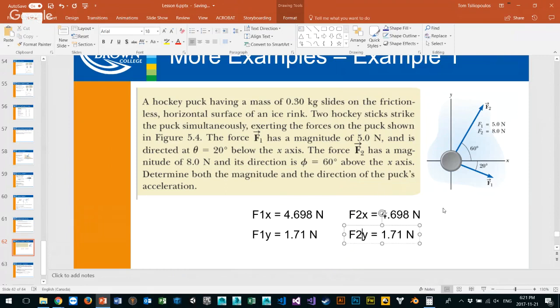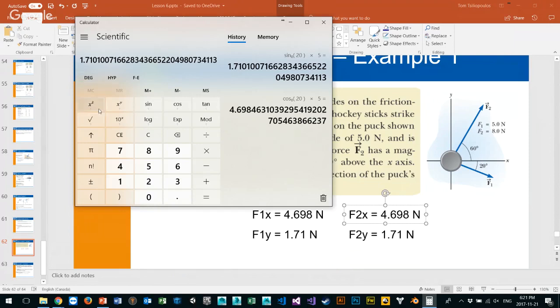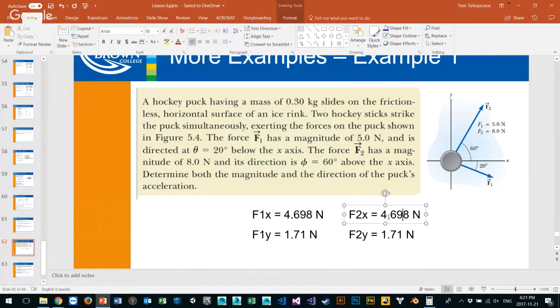Now for the x value of F2, going around this axis here, F2 is 8 newtons. And we know that the angle is 60 degrees, so it would be 8 times cos of 60. So let's go find what cos of 60 is. Yeah, cos 60 is 0.5, times 8 is equal to 4 newtons approximately. Here we go, 4 newtons.